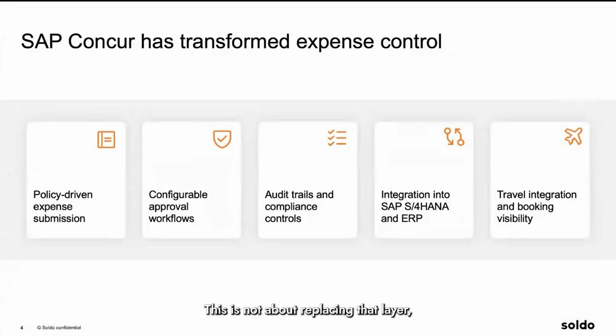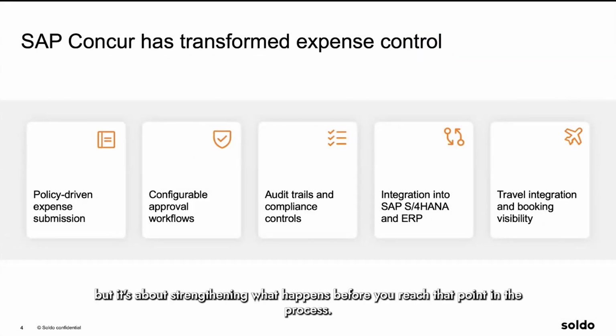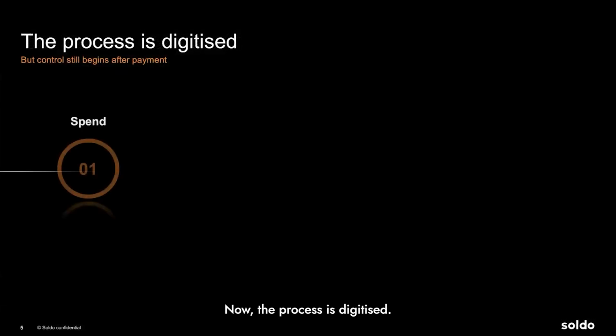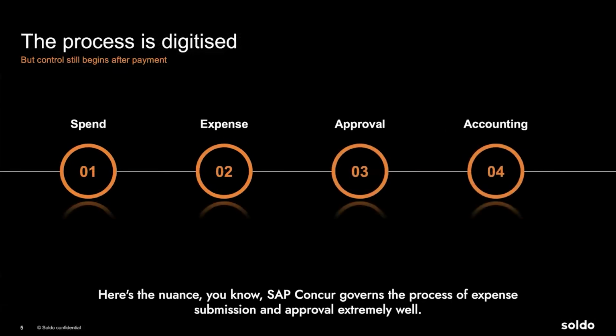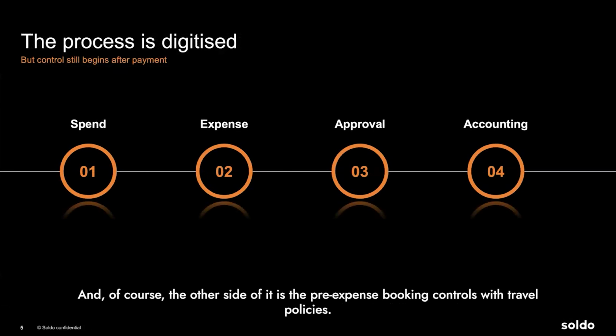This is not about replacing that layer, but it's about strengthening what happens before you reach that point in the process. Now, the process is digitized. Here's the nuance. SAP Concur governs the process of expense submission and approval extremely well. And of course, the other side of it is the pre-expense booking controls with travel policies.